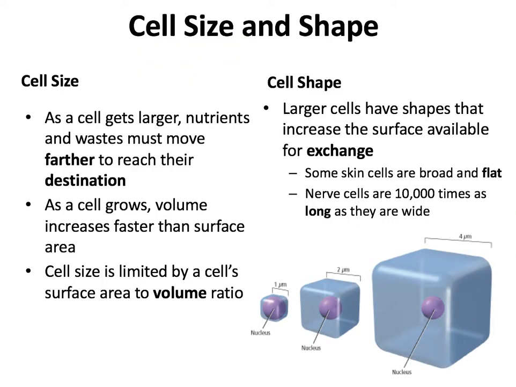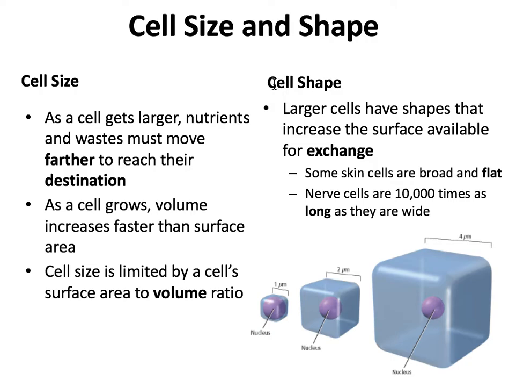Okay, so cells, why are they so small? Why can't they get larger? The issue is as the cell grows, its volume increases very fast, faster than its surface area, and waste and nutrients have to move farther and farther to reach their destination, which is a problem because waste can build up and the cell can run out of nutrients. So a cell's size is limited by its surface area to volume ratio. You can see right here that as something gets larger, its volume increases faster than the outer surface.